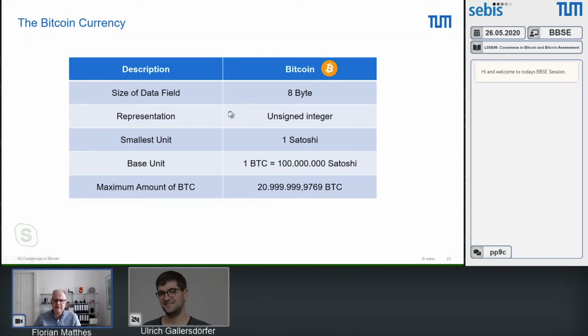You represent the values by unsigned integer, not by floating point numbers. And it's not a decimal point, yeah, because the smallest unit is one Satoshi, and one Satoshi is 100 millionth of a Bitcoin. So therefore, this allows very tiny amounts and tiny fees on the one hand, but also extremely large values here. Okay, so that's more or less the characteristics of these coins.